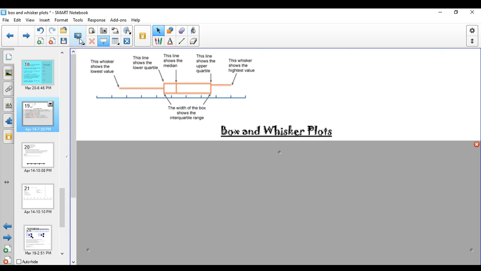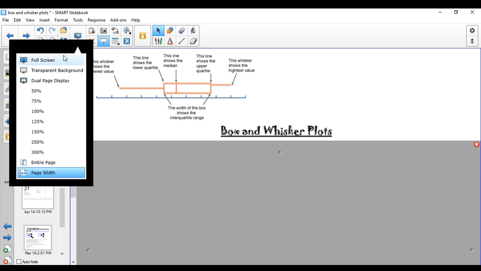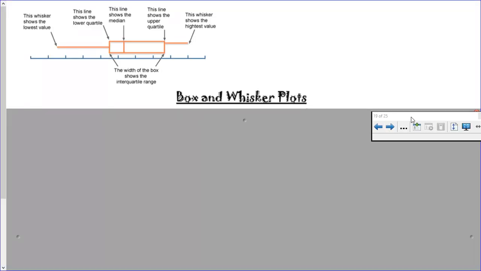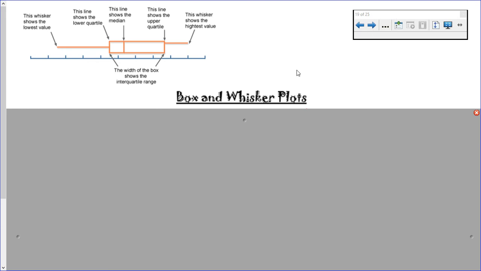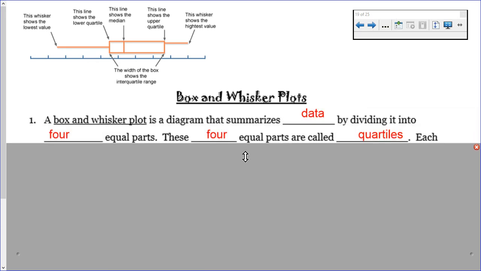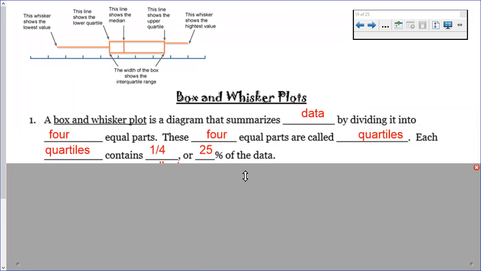Some of this you should have already seen in 6th grade, and I know we've reviewed it in our warm-ups throughout the year, but this is just going to refresh our memories on exactly what box and whisker plots are. So let's go ahead and get started with some of the basic vocabulary that you need to know. So first of all, what is a box and whisker plot?